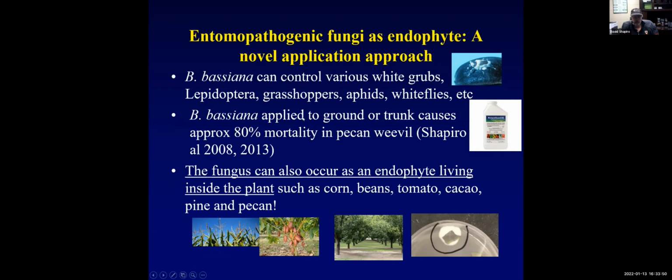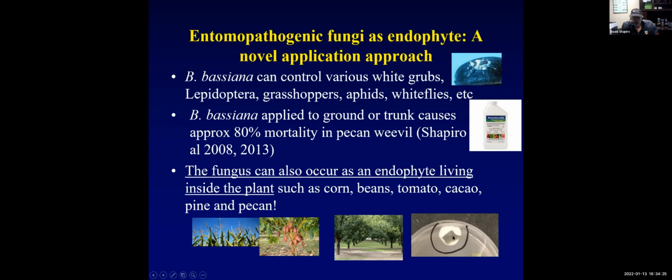So for example, in pecan, we have pecan weevil, which you can kill a high level of by applying the fungi to the ground or to the trunk. However, this fungus can also occur as an endophyte, that means living inside the plant without harming it. So we found that this fungus can live inside corn, beans, tomato, cacao, pine, as well as pecan, and there are other crops added to this list. We're the ones that discovered it will survive in pecan.